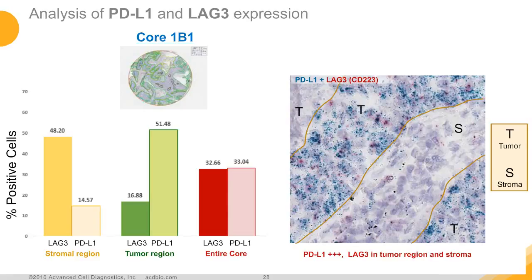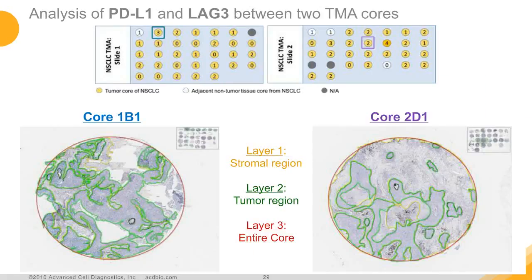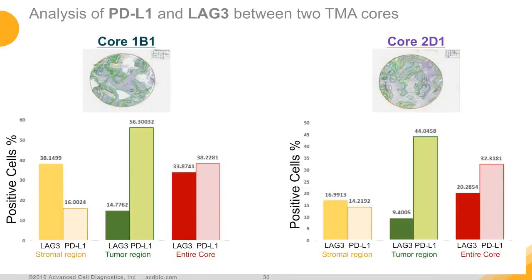Now, how about if you want to compare two different cores? Well, for the analysis of these two cores, we use the same designated regions, the stromal and tumor regions, as well as the entire core. Based off of our previous manual count, core 1B1 was found to have a high expression of PDL1, while core 2D1 had lower expression. This translated to our quantitative analysis here, producing a meaningful checkpoint expression profile output.